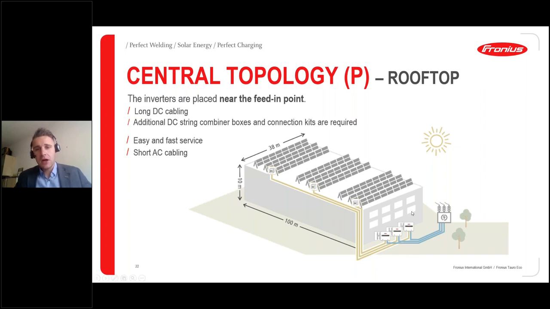So in this option, we have got DC string combiners, which you can see here on the roof, and longer DC cabling and one centralized position. That means that would be a Tauro Eco precombined. A classic example of how it can be solved, for example.